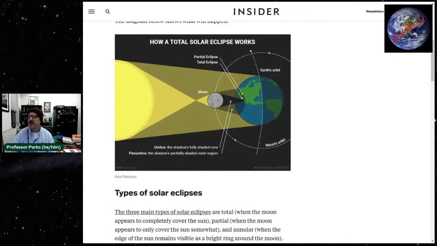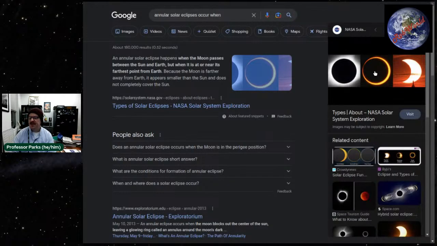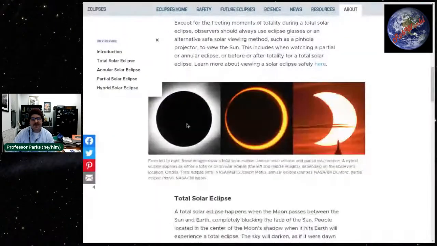Nope, that's not the right one. That's the right one. Annular solar eclipse. You'll see something that looks like that. Oh, no, wrong page. Wrong one. Stop sharing. Share screen. That one. That one.